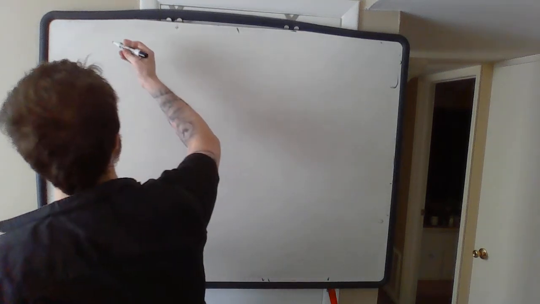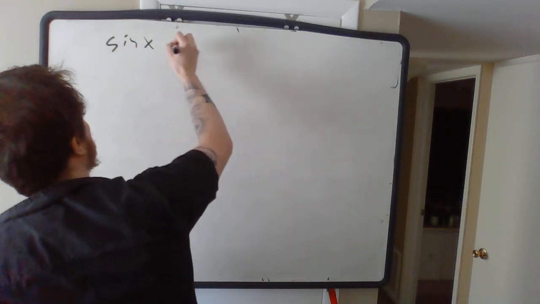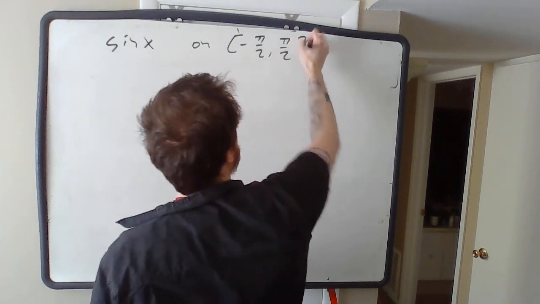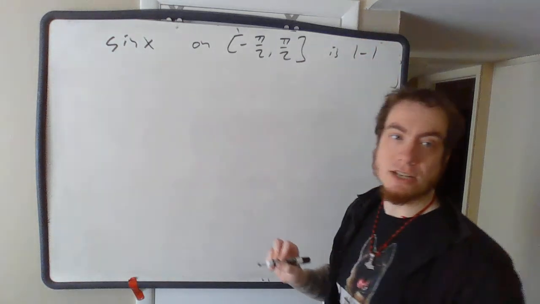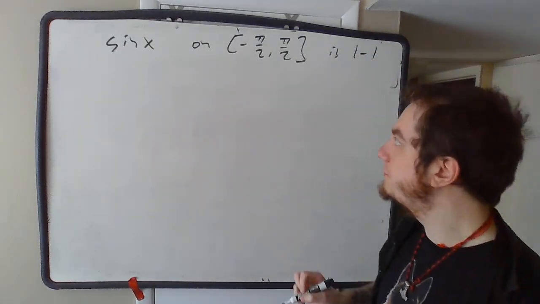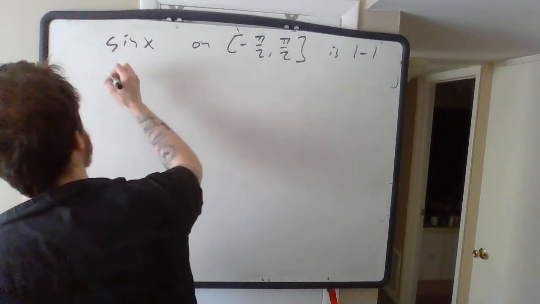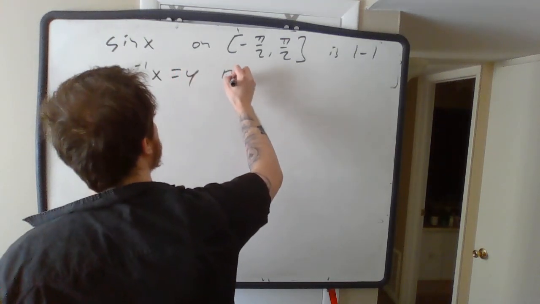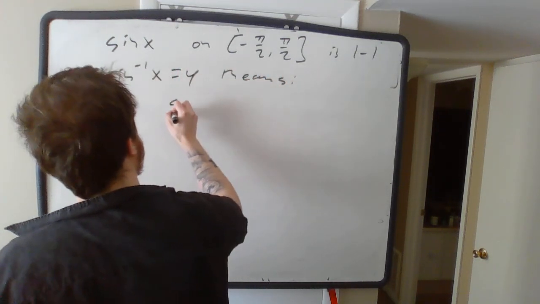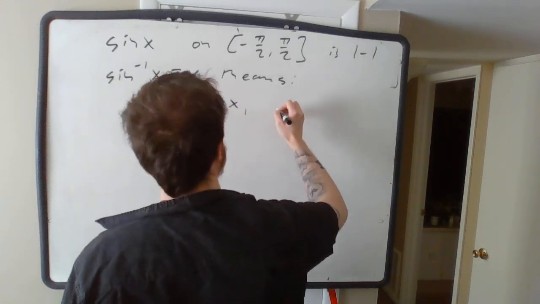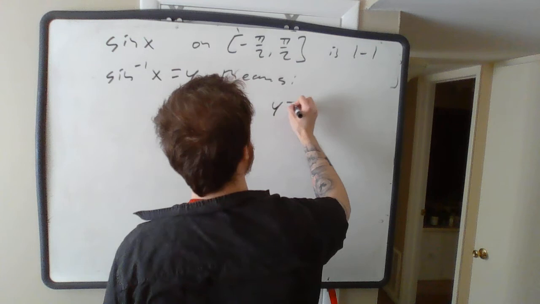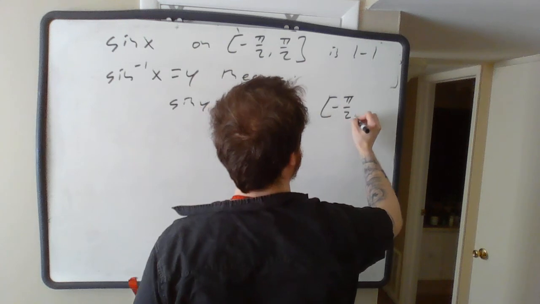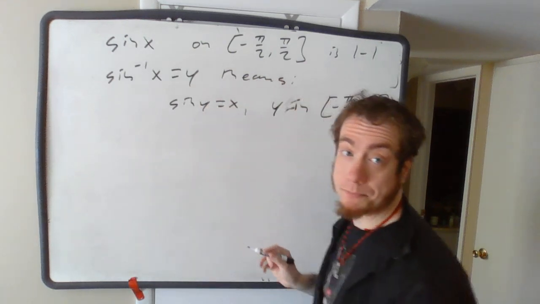So, for example, when we did sine, we said, if I think of sine x on an interval from minus pi over 2 to positive pi over 2, it is one-to-one on this interval. So we defined the arc sine inverse of x equals y, means that the sine of y is equal to x, and also it means that y is in the interval from minus pi over 2 to positive pi over 2.